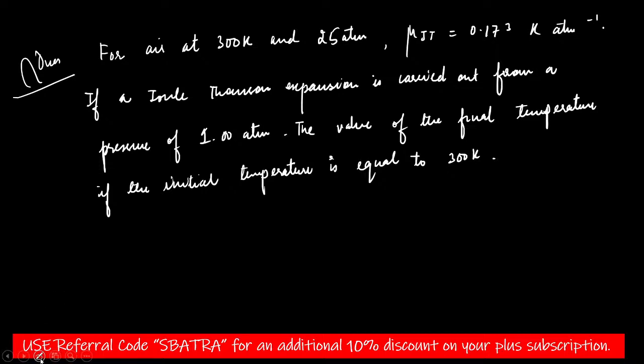Alright then, let's take the next question. So this is your next question. For air at 300 Kelvin and 25 atm, the Joule Thomson coefficient is given, that is 0.173 Kelvin atm inverse. So if a Joule Thomson expansion is carried out from a pressure of 1 atm, find the value of the final temperature if the initial temperature is 300 kelvins. Okay, so this is your question.